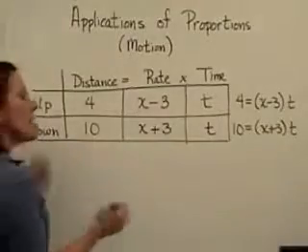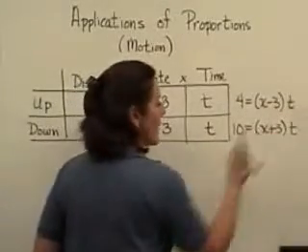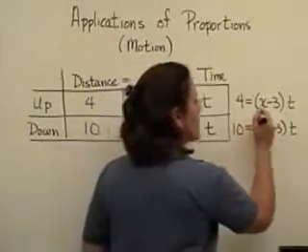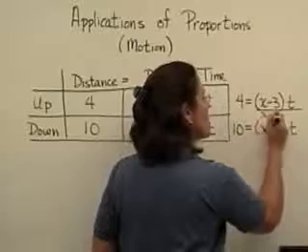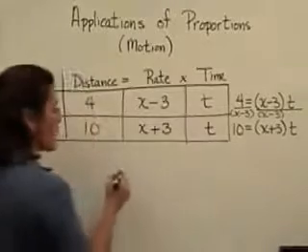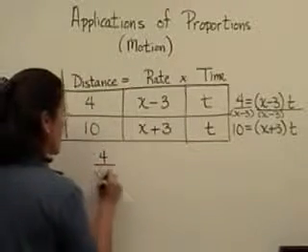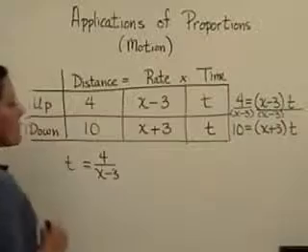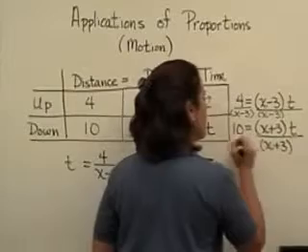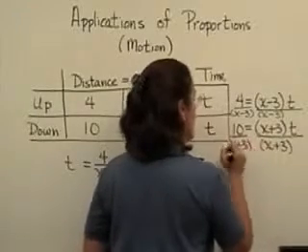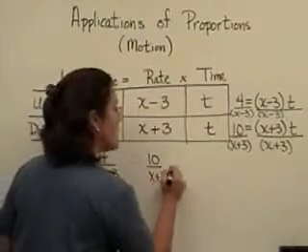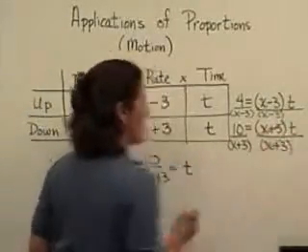And I want you to notice that if I would just solve both of these equations for time, because time is the same in each case, and this is the way I would do it, I'm hoping I can get away with doing it right here. If I would divide both sides right here by x minus 3, then on the left I would have 4 over x minus 3 equals time, all right? And then if I would divide both sides of this statement by x plus 3 to get t alone, again, then I would have 10 over x plus 3 equals t. Again, I'm getting rid of those and I have t alone.